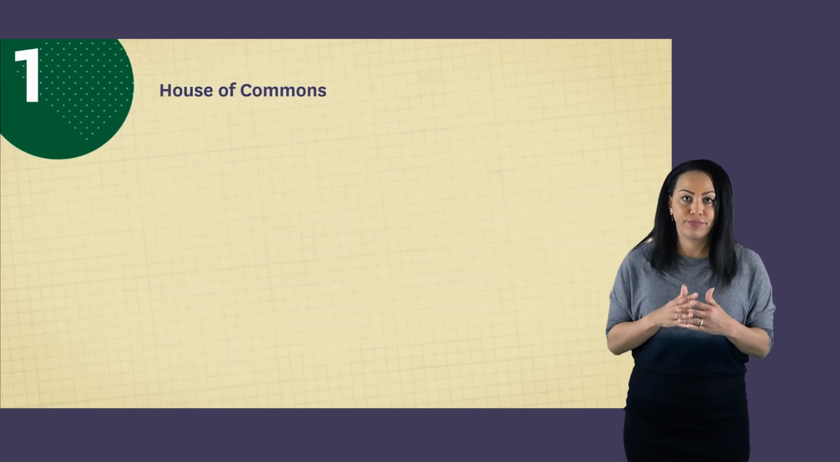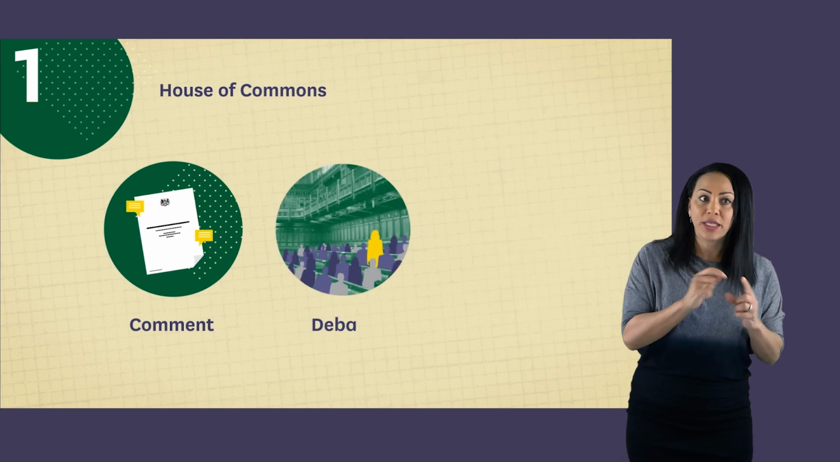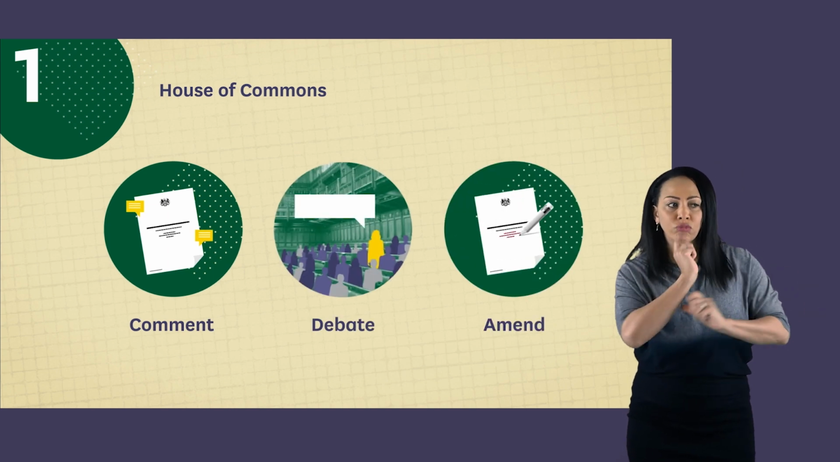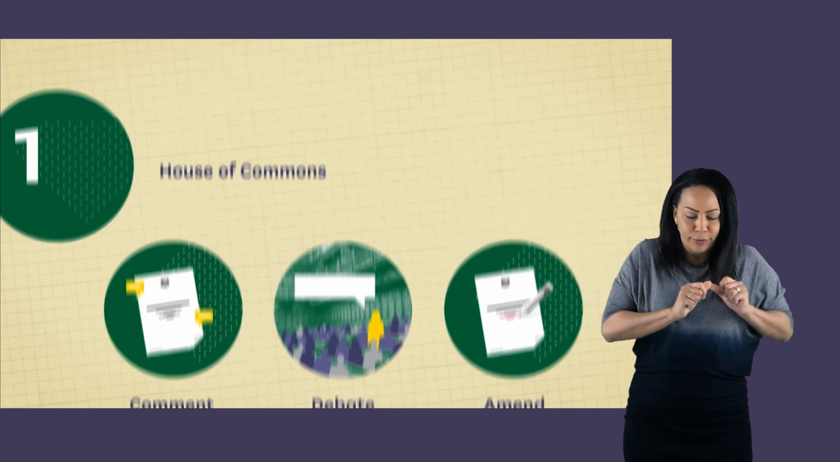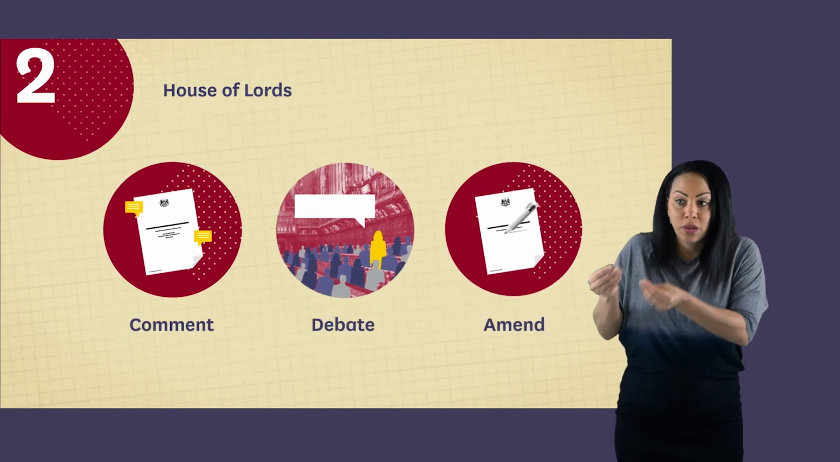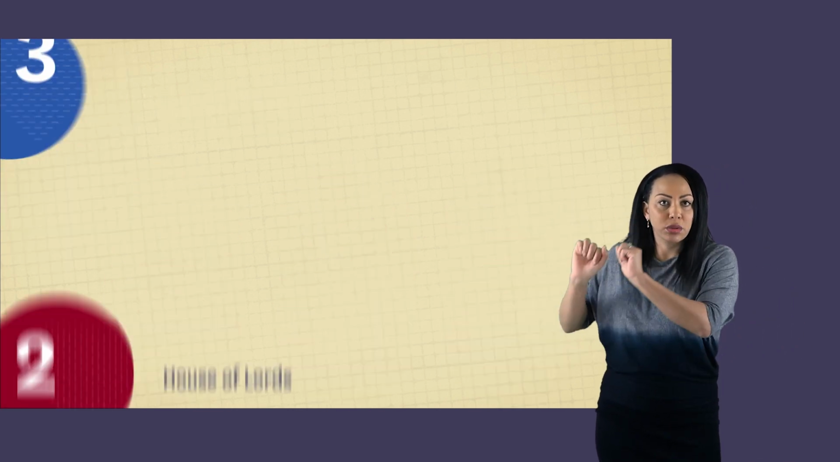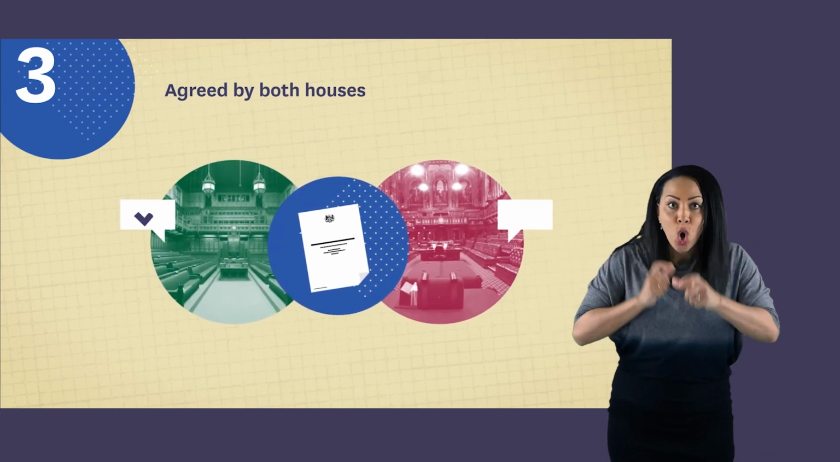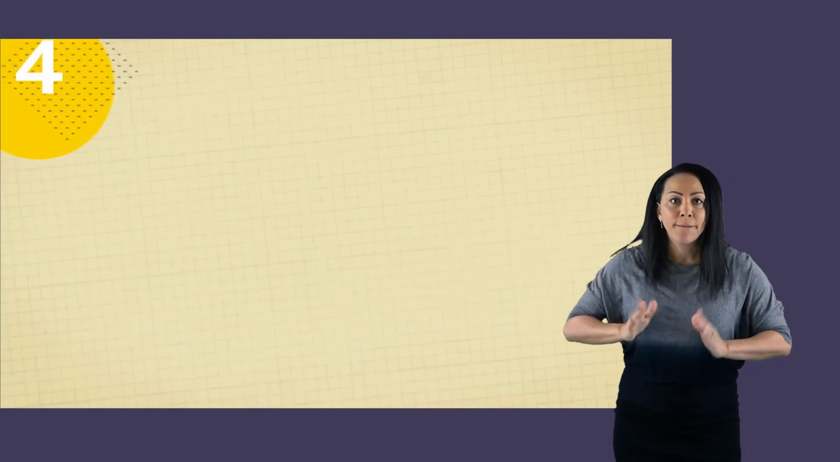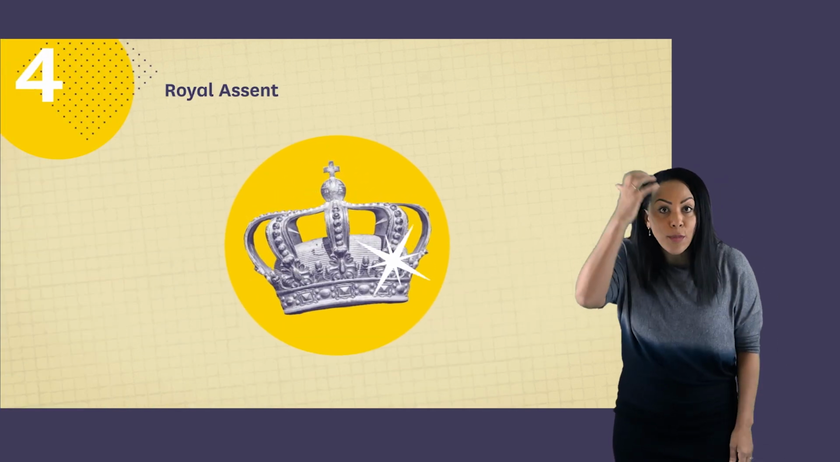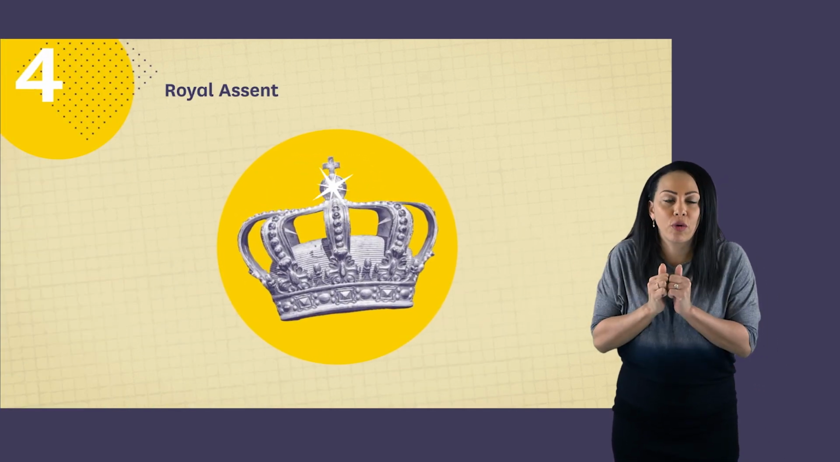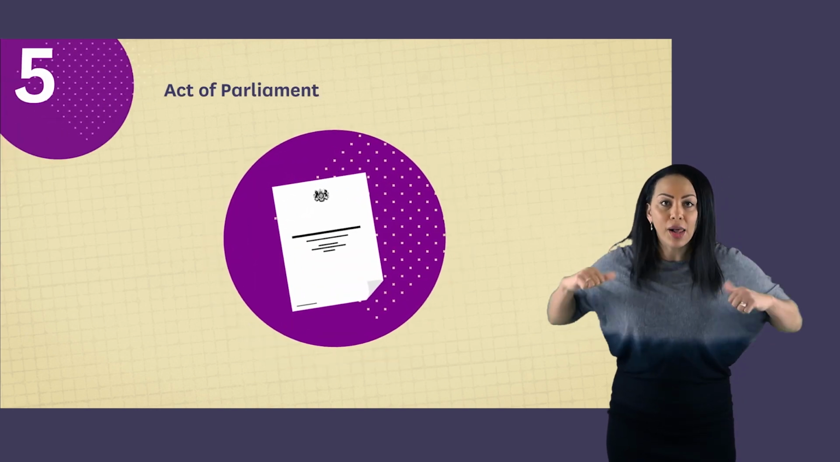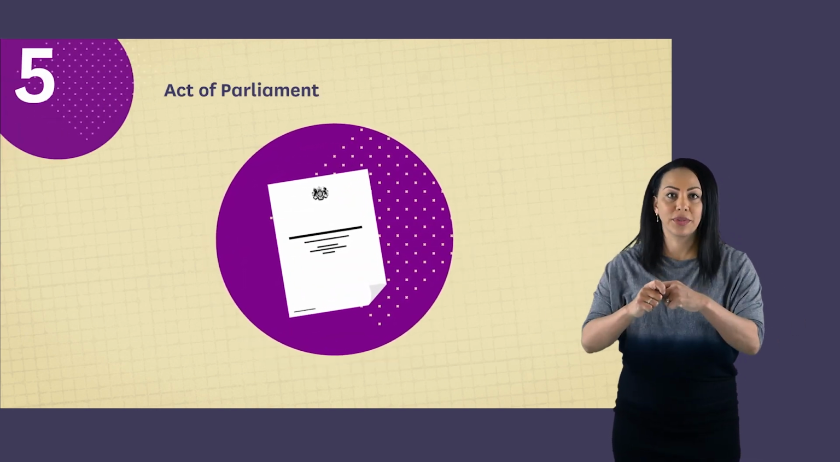In the House of Commons, MPs will comment on, debate, and amend the bill through several stages. It will then go through the same stages in the House of Lords. At the end of the process, the final wording of the bill must be agreed by both houses. It is then passed on to the monarch, who gives formal approval or royal assent, and the bill becomes law and an Act of Parliament.